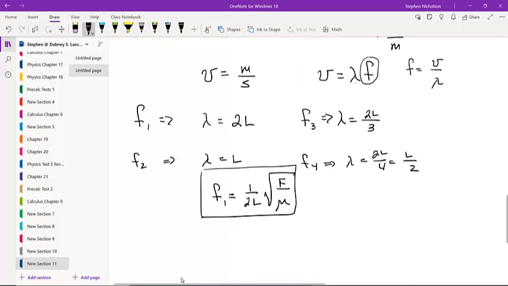And again, I could give you 3 out of 4 of these things, and you could calculate the fourth one. It may not be exactly in this form. You may have to solve for F or mu or L, but it's just algebra. And then for the higher harmonics, instead of using this, it's easier just to say that the second harmonic is 2 times the first harmonic, the third harmonic is 3 times the first harmonic, and the fourth harmonic is 4 times the fundamental frequency of the first harmonic.